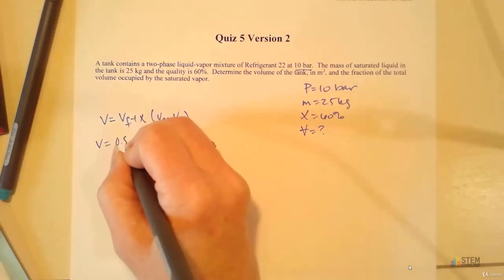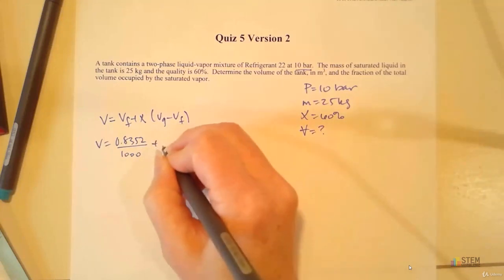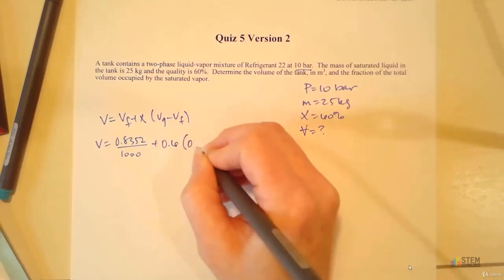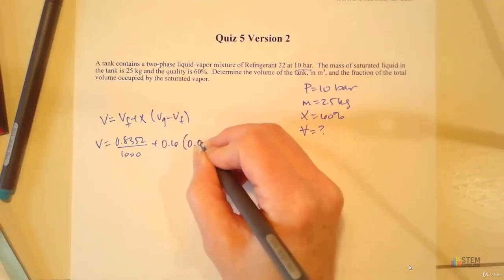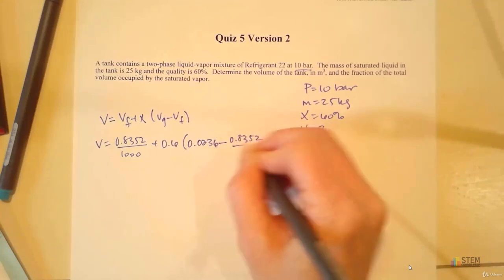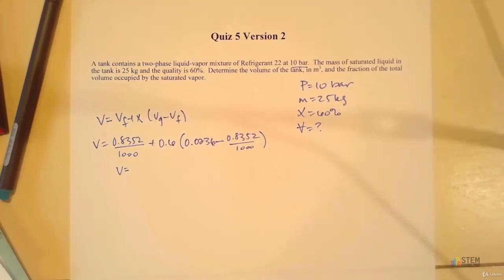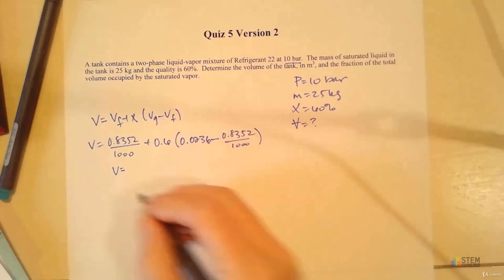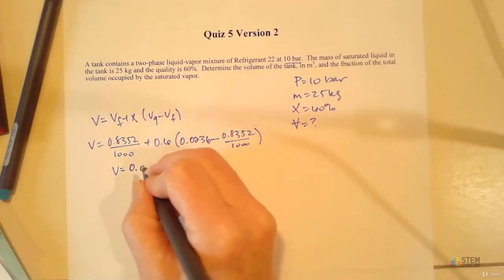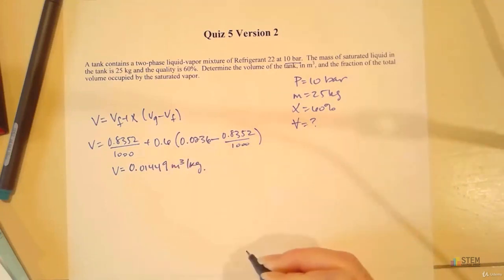Vf is going to be 0.8352, and you need to divide by 1,000. Then you'll have plus 0.6 times Vg, which is 0.0236, minus the Vf number. Alright, so that's what you're going to have there. Now this is going to give you specific volume. So V then is going to give you 0.01449 cubic meters per kilogram.